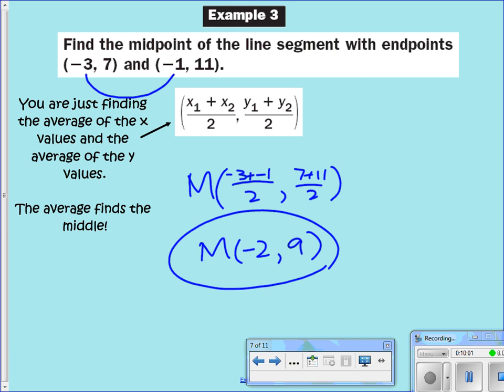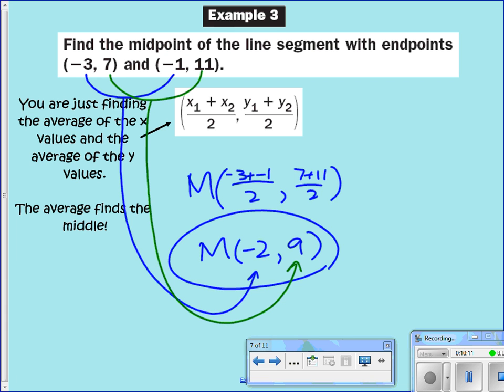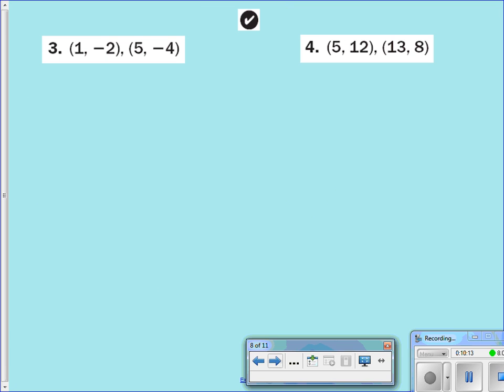Look at my x-coordinates. What's in the middle of -3 and -1? -2. For your y-coordinates, what's in the middle of 7 and 11? 9. It literally is just finding the average. So what's in the middle of 1 and 5? 3. My midpoint would be 3.